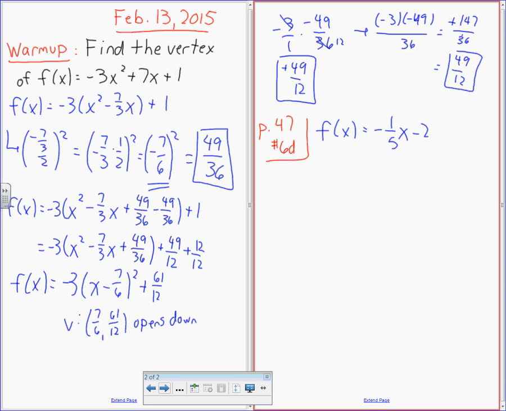So the first step is going to be call that y equals negative 1/5 x minus 2. And then an inverse should be x equals negative 1/5 y minus 2. So the x and the y get switched. Now we're going to solve for y. Can I get someone with a great deal of self-confidence? So raise your hand and tell me how to solve for y. Yeah, go ahead.